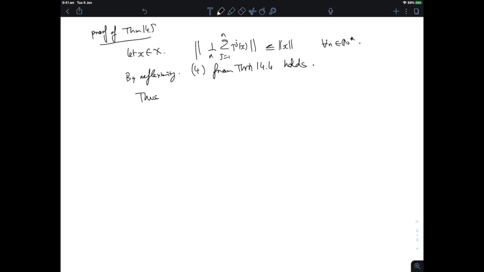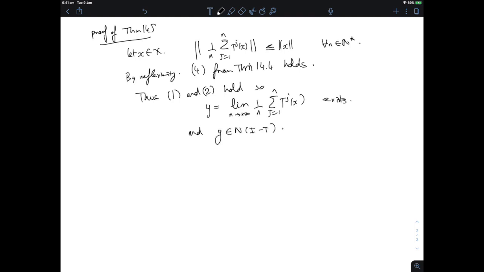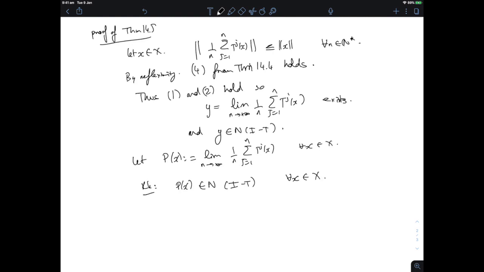And so because 4 holds, well, 1 and the other conditions hold from theorem 14.4. So y has to be the limit of 1 upon n sum j equal 1 to n of t^j x. So that exists. So we have strong convergence of the Cesaro averages, and we have the fact that y is in the null space of identity minus t. So we can define p of x to be this limit, which we know exists for any x, and we can remark that p of x belongs to the null space of identity minus t for all x in X. Now what we want to show is that this p is actually the projection onto the null space.